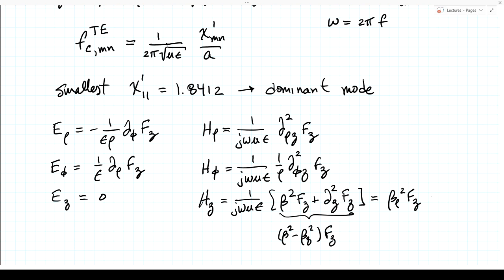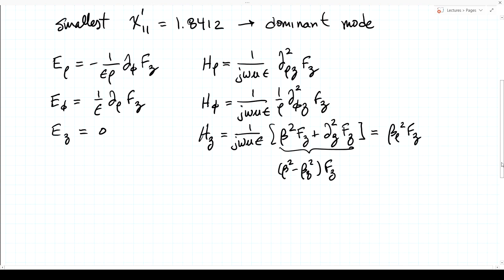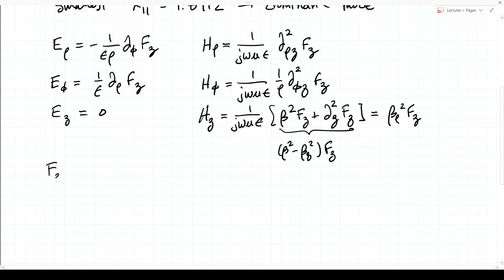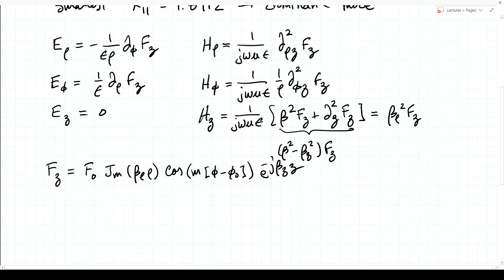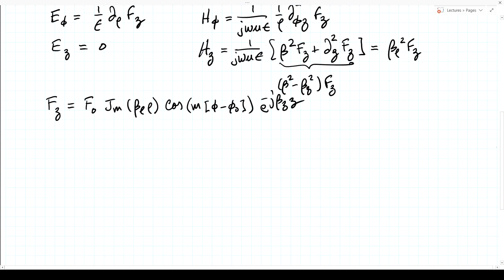All right, so now we go through for our particular solution. FZ is F0, JM, beta rho rho, and we're doing this with cosine dependence, cosine M phi minus phi 0, e to the minus j beta z Z, and we do these operations, and here's what we obtain.